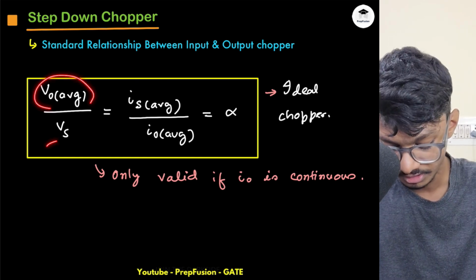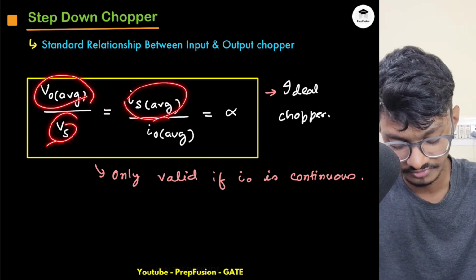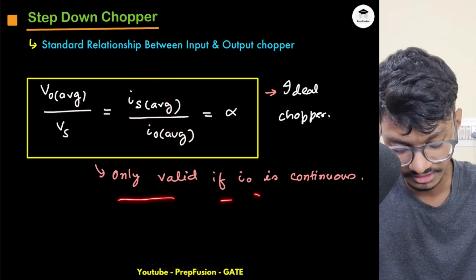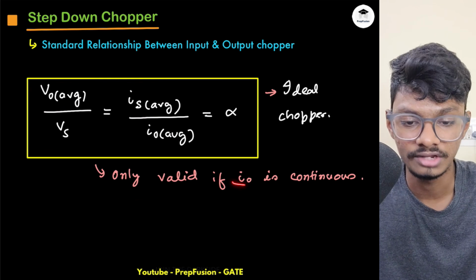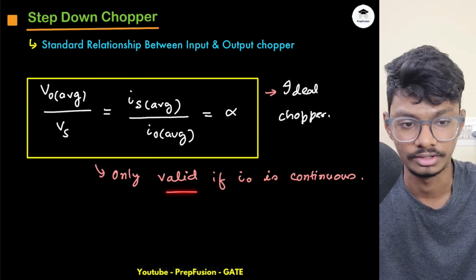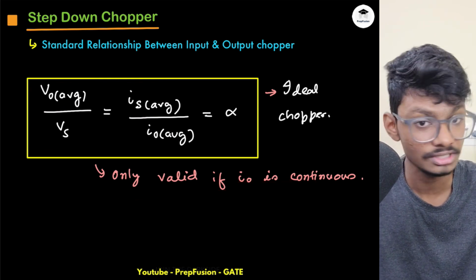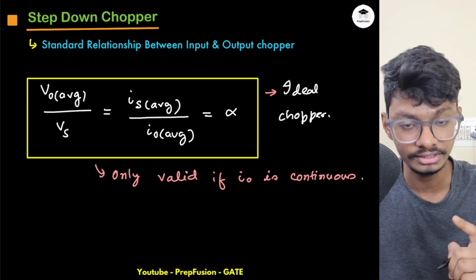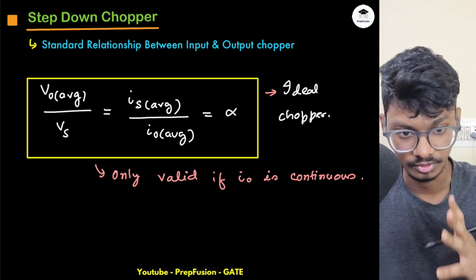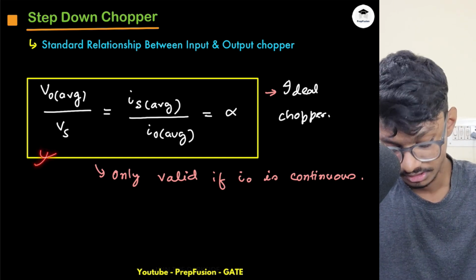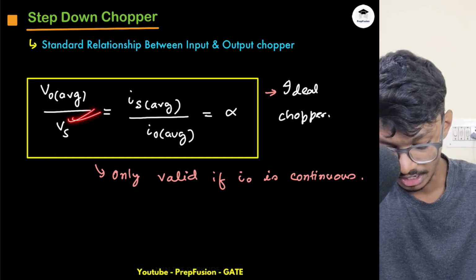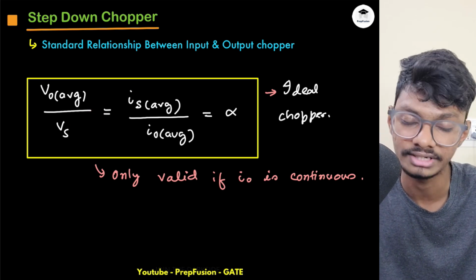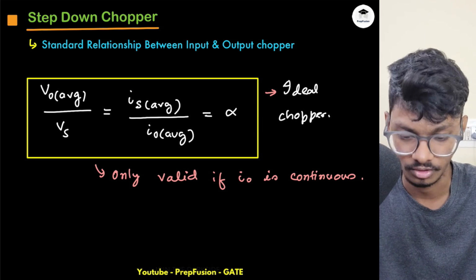But you have to remember that VO average by VS and IS average by IO average, these ratios will be equal to alpha. Only valid if IO is continuous, else it is not valid. Just keep this in mind, because this is a very, very important point. In the question, sometimes if it is not continuous, you can't write this, and then you have to go to the derivation. That's why understanding the derivation is also very important.